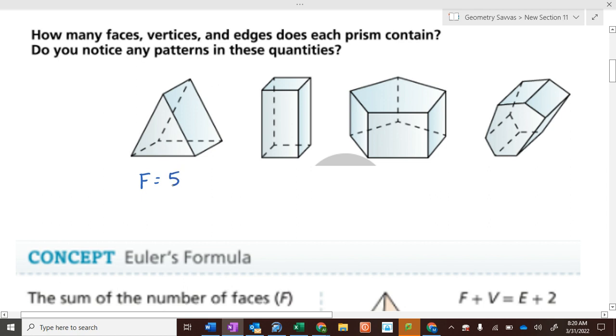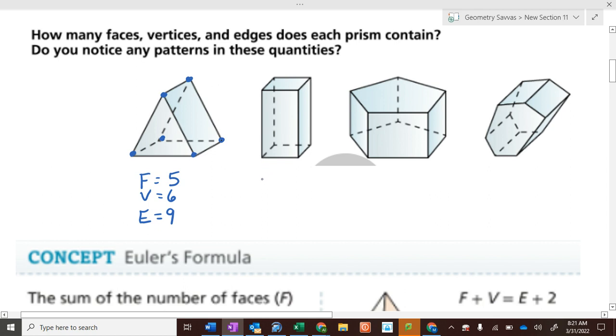5. Because it has a side facing you in the front, a side in the back, and 3, 2 on the side and 1 on the bottom. 5 total. How many vertices does it have? Points. 1, 2, 3, 4, 5, 6 vertices. How many edges? Well, there's 3 in front, 3 in back, so that's 6, and then 3 connecting them, which makes 9.